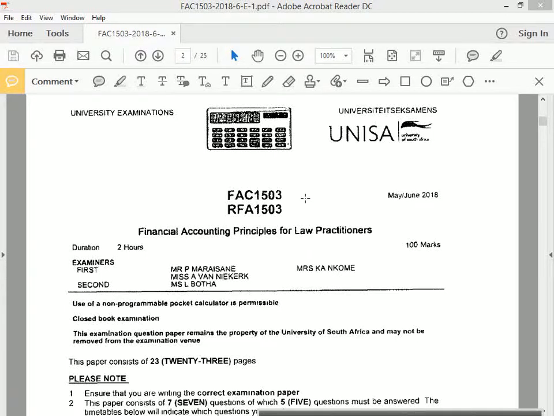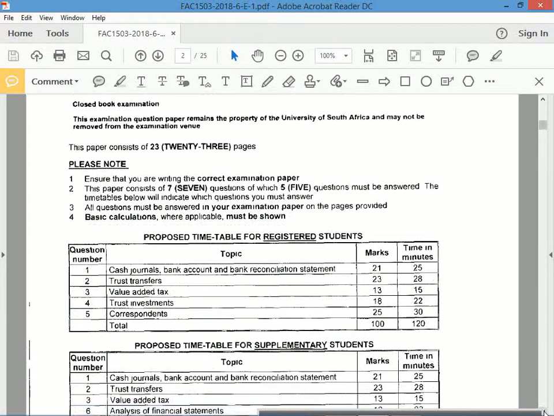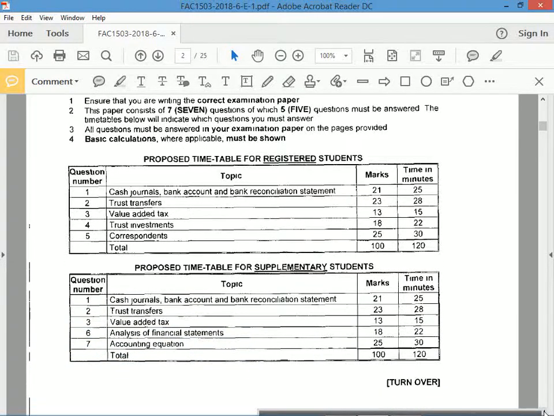May, June 2018, this was this year's first semester paper. The key is always to look at the structure which is given here, the proposed timetable. You're not forced to start with question 1. If you don't like question 1, you don't have to start with question 1. Good exam technique is to pass the exam, then get to distinction.